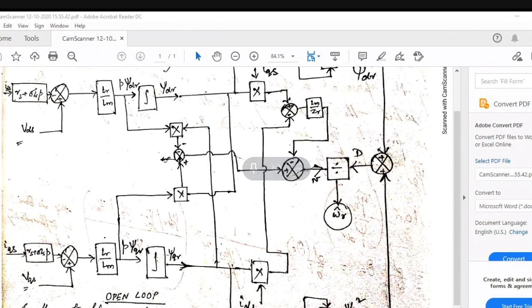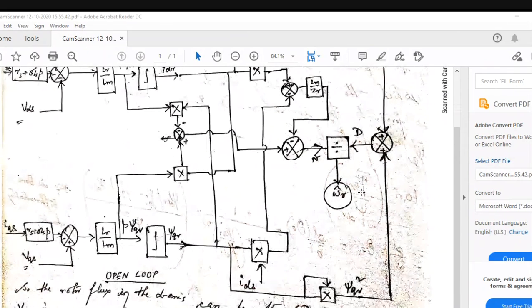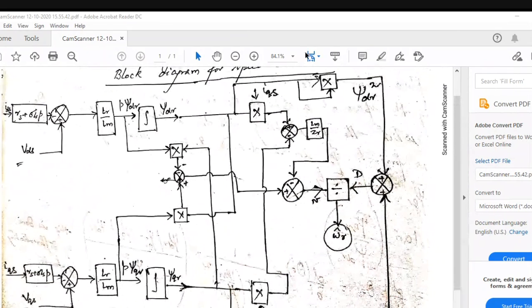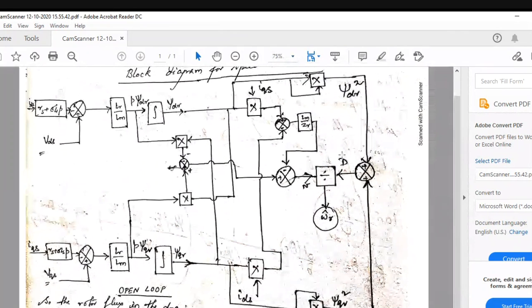Is it clear? Yes, sir. It's not clear, na? Sir, actually, I need to go through that whole diagram. I'll have to reduce the zoom. Now it is visible, na?